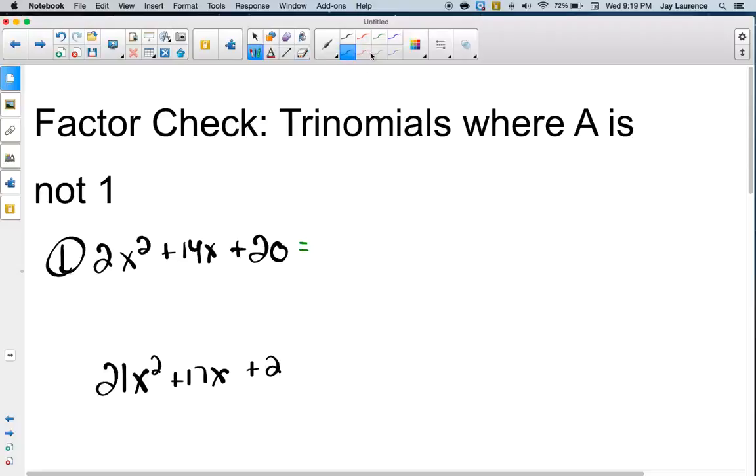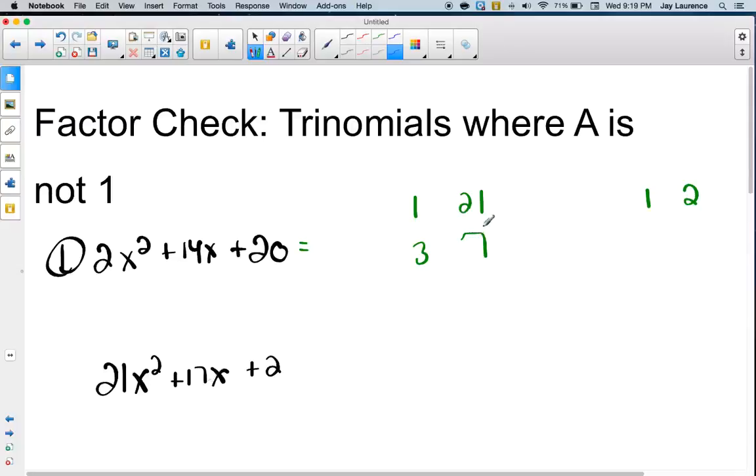What I'm going to need to do is list the factors of 21. So 1 and 21, 3 and 7, and that should be it. And then over here I'm going to list the factors of 2, 1 and 2. Now, my job is to multiply one of the factors of 21 by one of the factors of 2. For example, I might do 21 times 2. Now, if I do that, I'm forced to multiply 1 times 1. I want to add these together to get 17.